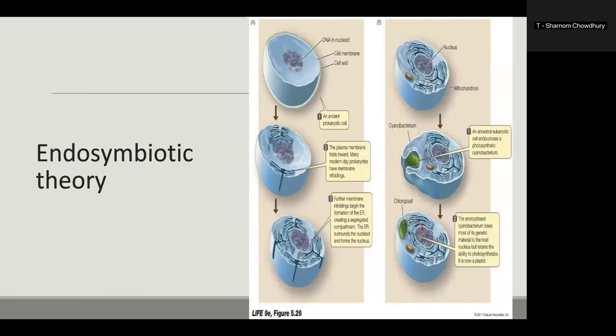So what is the endosymbiotic theory? The endosymbiotic theory posits that some intracellular organelles, such as mitochondria and chloroplasts themselves, were once independent, free-living prokaryotic cells, and then eventually they were incorporated into larger cells. The reason for this belief is that both mitochondria and chloroplasts are self-replicating organelles, so they're able to replicate by themselves. They also contain unique DNA and ribosomes compared to the rest of the cell, and they also have genetic and biochemical characteristics that are more similar to prokaryotes than eukaryotes.